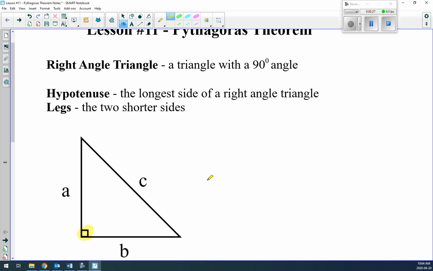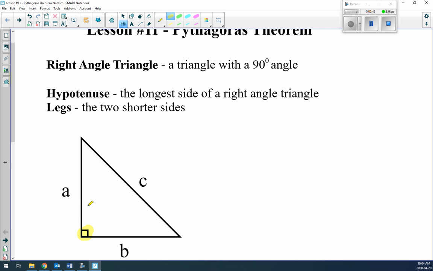Okay, there's two more definitions here. The hypotenuse. The hypotenuse is the longest side of the right angle triangle. So hypotenuse in this case is C, and you can use any letters you want. We normally use A, B, and C for Pythagoras Theorem, but you can use anything you want. And if you look, you see this box here? It's across from the longest side. It's always going to be that way.